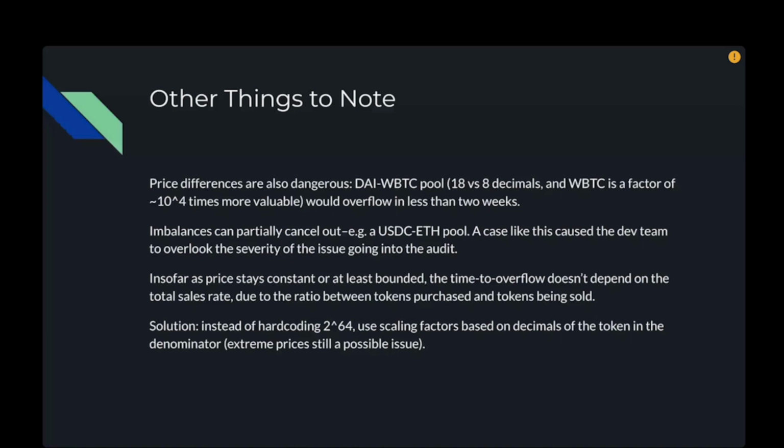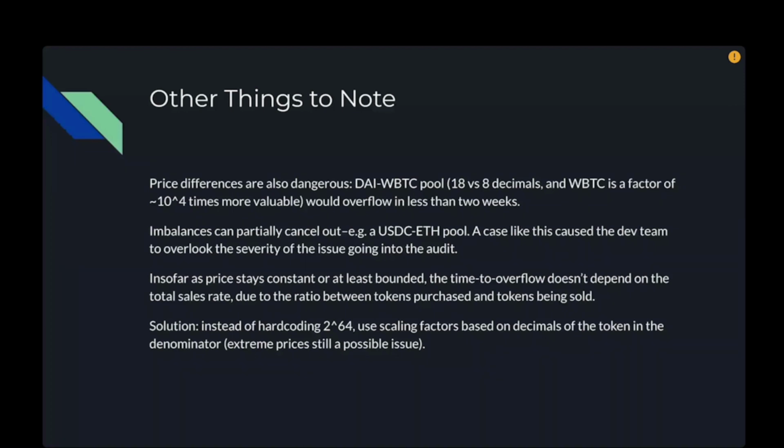Let's see. I mentioned this previously, but so long as the price is at least bounded, your time to overflow doesn't depend on token sales rate. It's just an interesting math thing that shakes out. The solution was, instead of hard coding 2 to the 64 as the scaling factor, you use a scaling factor based on the decimals of the token in the denominator, which means extreme prices could be an issue, but for reasonable tokens that currently exist, it's not a big deal.